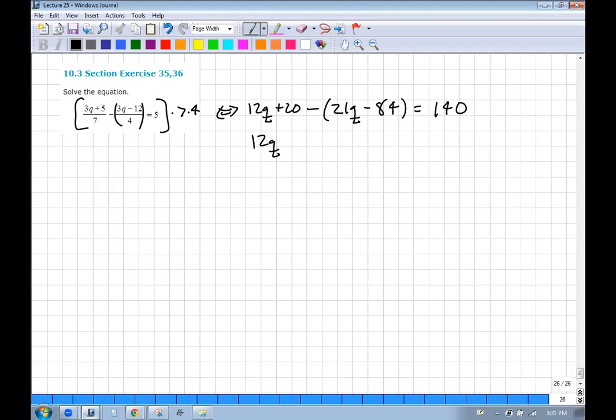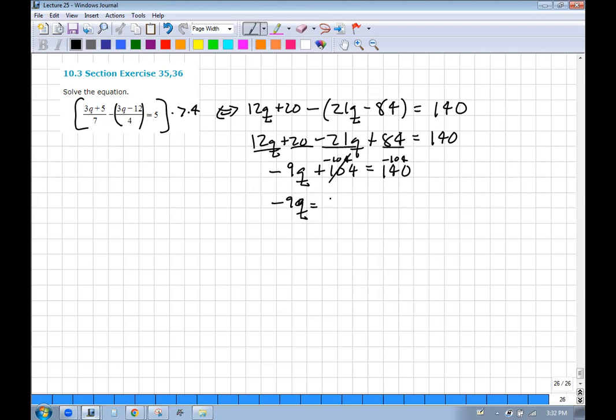Let's get rid of these parentheses. We have negative 21q and a positive 84. Now we can get our q's together. This would be a negative 9q. Combine these, 20 and 84 is 104. So to get the q by itself, let's get rid of the 104. That gives me 36. The q is 36 over negative 9, right?